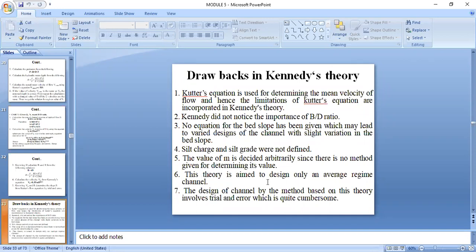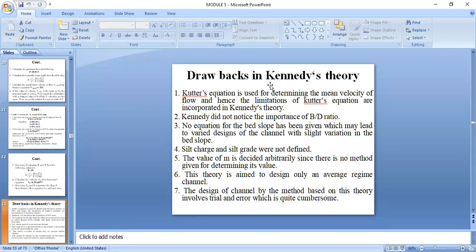Next, this theory is aimed to design only an average regime channel. So this theory cannot be applied for a natural channel which carries heavy discharge. It can be considered for only a small channel where the discharge is very low. Next, the design of channel by the method based on this theory involves trial and error, which is quite cumbersome. In order to find the longitudinal bed slope in case 2, you need to carry out the trial and error method.